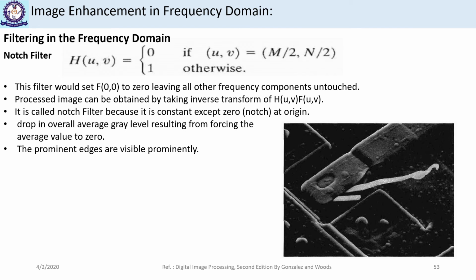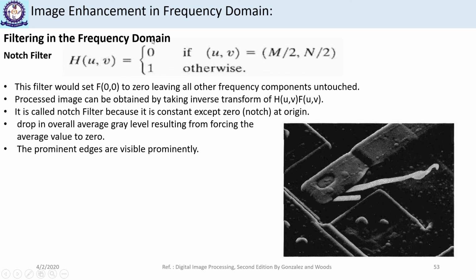Then let's take some examples of frequency domain filtering. The first filter we have is the notch filter. The notch filter is defined as H(u,v) equal to 0 if (u,v) is equal to (M/2, N/2). So it is equal to 0 when (u,v) is equal to (M/2, N/2). That means the filter coefficient is 0 at the origin of the image, and it is 1 otherwise. That means we are suppressing the origin coefficient and we are keeping the other coefficients as they are.